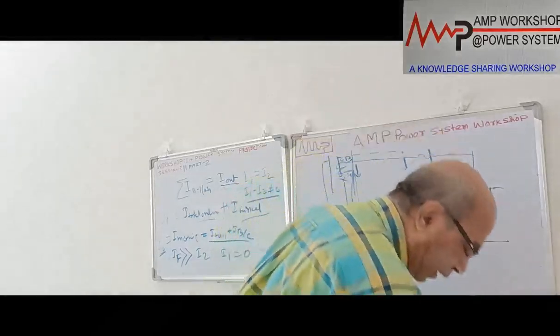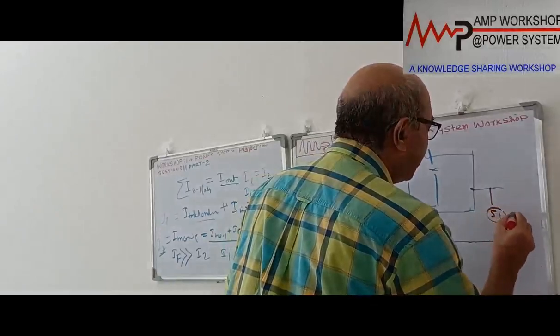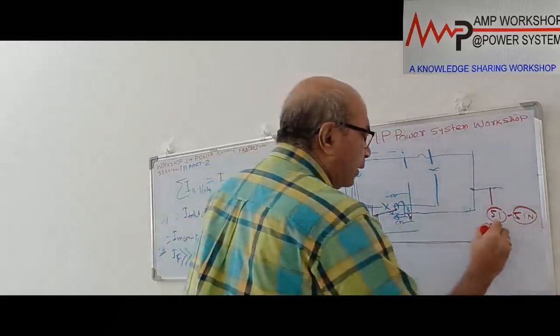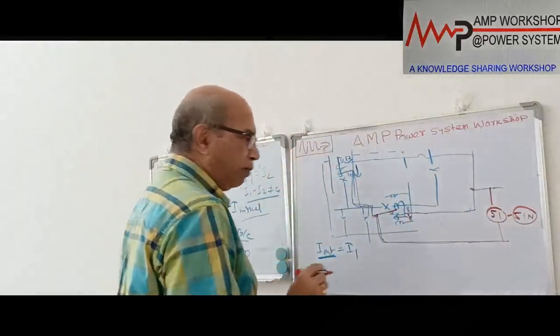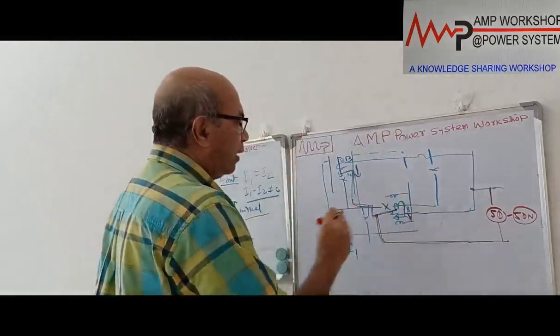Or we can put a 50 relay. We can provide a 51 relay with a 51N. Or we can put a 50 relay and a 50N relay. So this is for one phase.